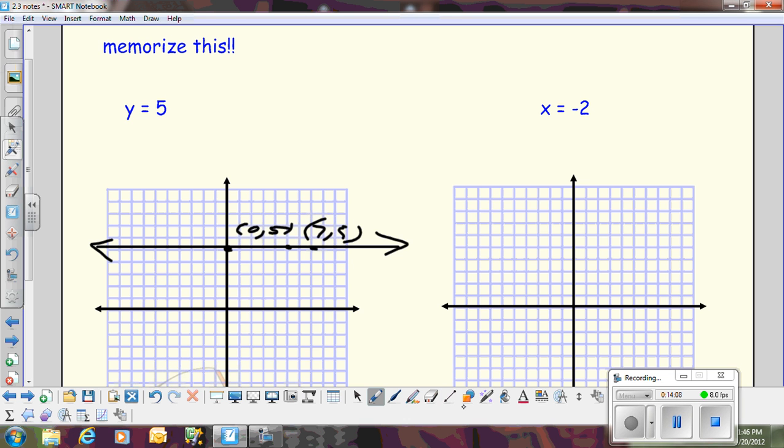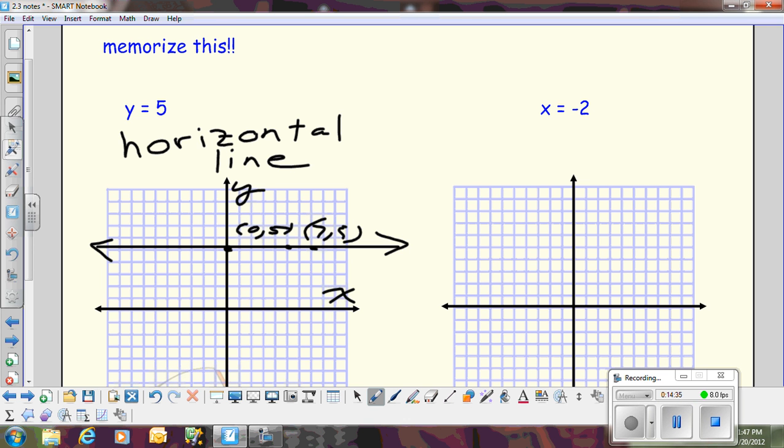Does this line have an x-intercept? No. No x-intercept because it is parallel to the x-axis. So anytime you have y equals a number, it is a horizontal line.